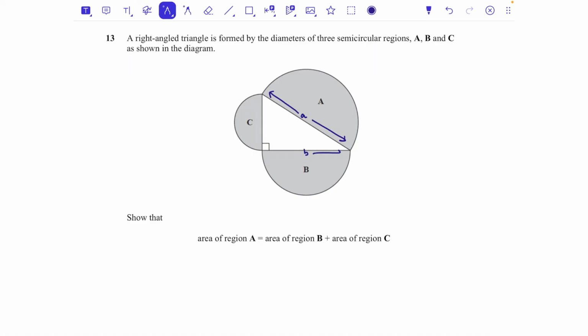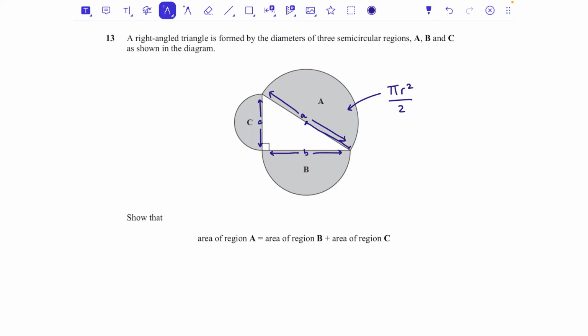Let's call this bit B, and let's call this bit C. Okay, if I want the area of this, I know it's pi r squared divided by 2, because I only want half a circle, and the area of the circle is given by pi r squared. That is the formula for the area of a whole circle. But my radius would be a half of A.